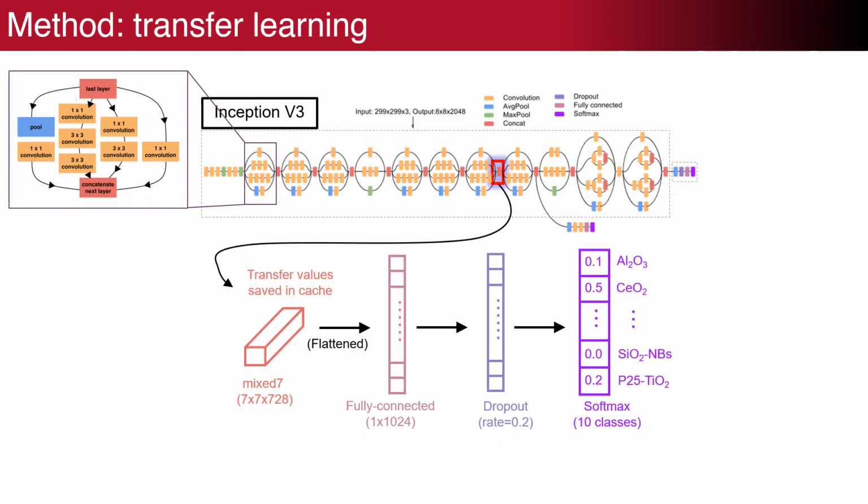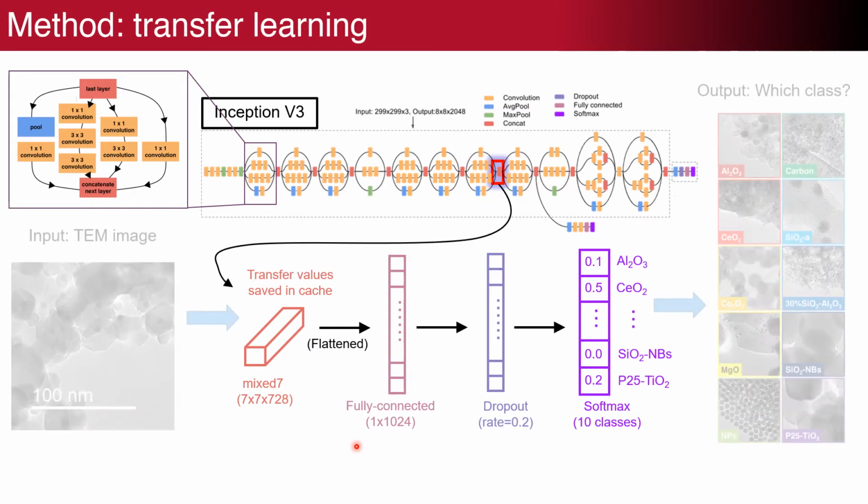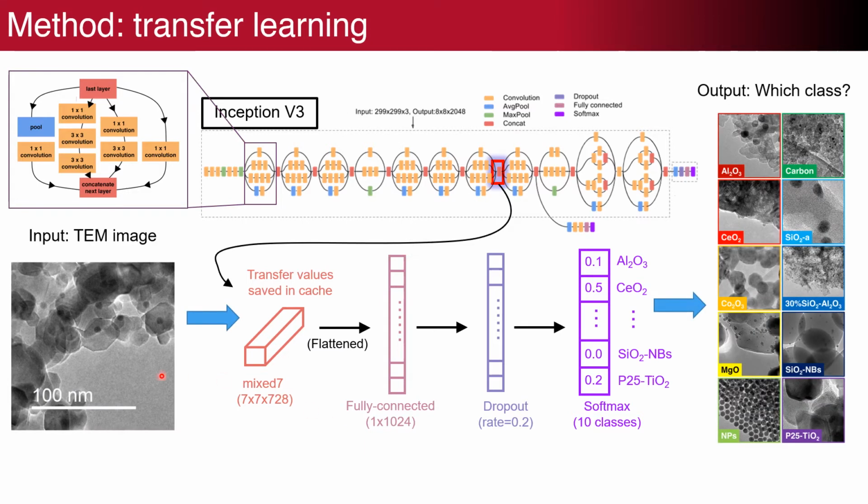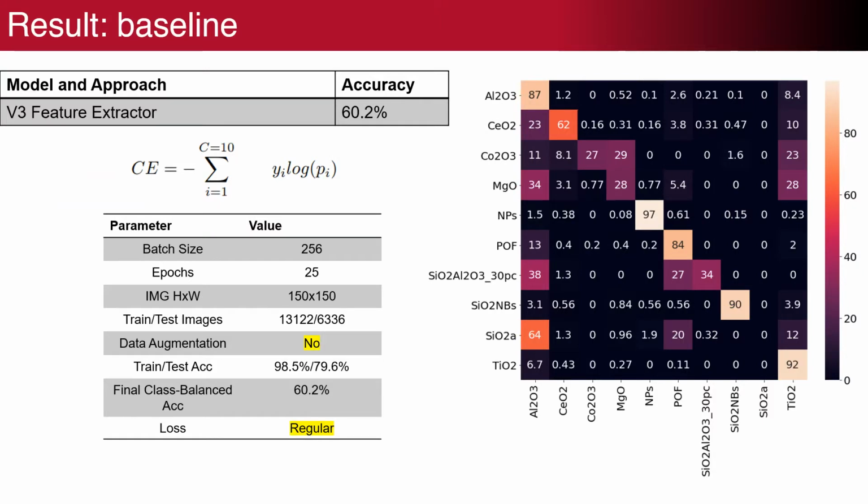After several trials, we have settled on using transfer learning, which is to take one of the well-established models from Google, Inception V3, and use one of the layers, mixed 7, because it contains enough features for us to train. And we added 3 additional layers for us to output what we want. So our input will be a raw TEM image, and then our output will be a prediction of which class it belongs to.